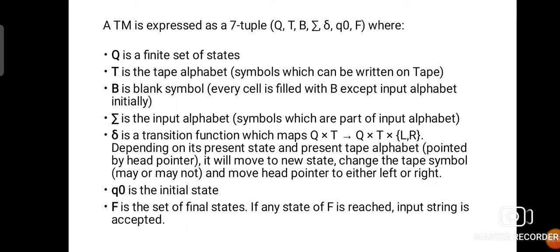T is the tape alphabet. It consists of a sequence of symbols which can be written on the tape. Tape is one storage memory. B is the blank symbol. So in a tape, every cell will be filled with B except the input symbols. Except the input symbols, all other cells will be filled with the blank symbol. Then sigma is the input alphabet, which consists of the set of input symbols.